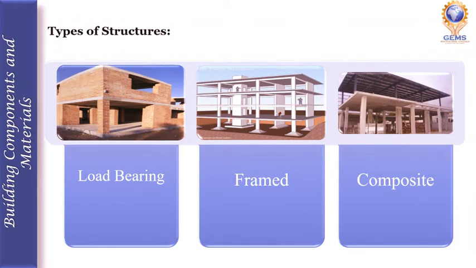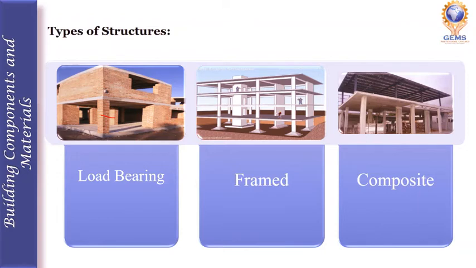The next heading is types of structures. So we have three types of structures. One is load bearing, another one is a framed structure, and the last one is the composite structure. So in the load bearing, mostly every load is carried by the bricks. Every load is carried by the brick columns. The beam is only the RCC material, whereas the column is made up of brickwork.